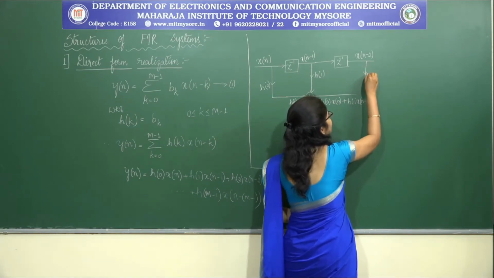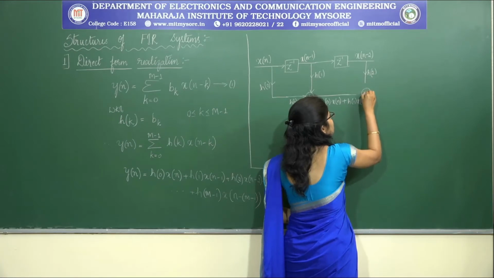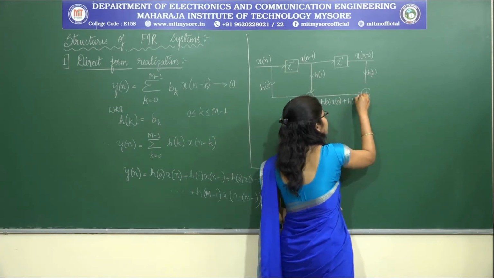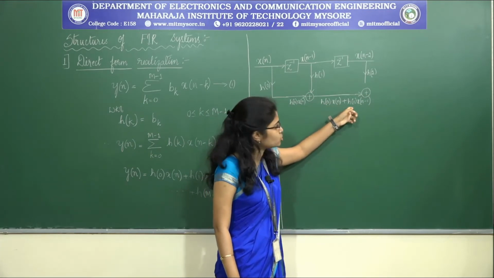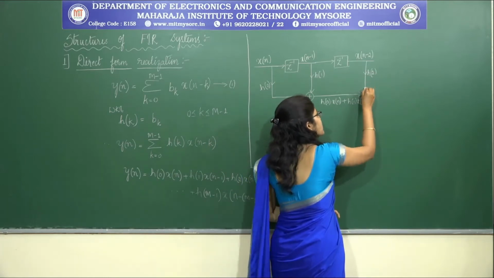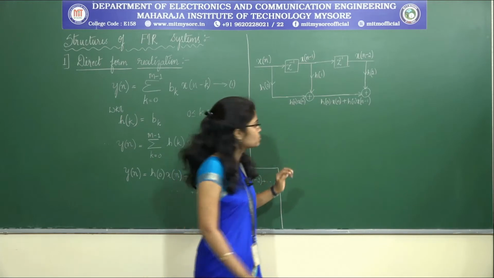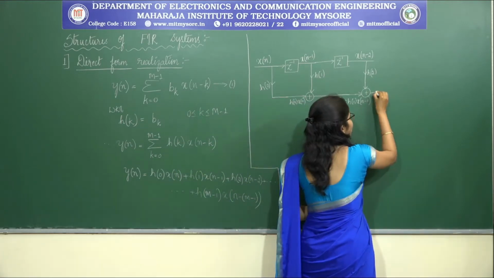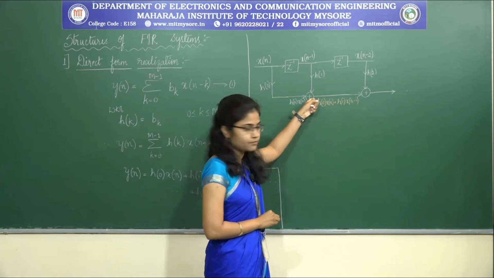Multiply this with h of 2. So here is our adder whose first input is h of 0 into x of n plus h of 1 into x of n minus 1, and the second input to this adder will be h of 2 into x of n minus 2. So finally what will be the output of this adder?